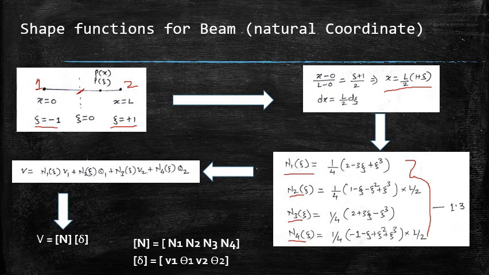So here v becomes N into delta. Now this N is a function of zeta. Previously the N was a function of x. Now here this N is a function of zeta, and v is equal to N into delta, where N is the row matrix N1, N2, N3 and N4, and delta is a column matrix. Make sure it is a column matrix. So I will write [v1 theta 1 v2 theta 2] transpose. So it will be a column matrix.